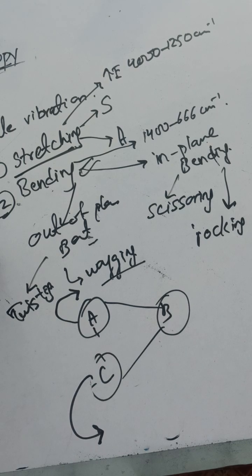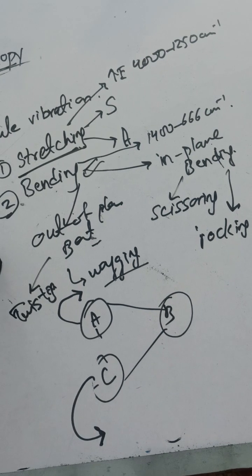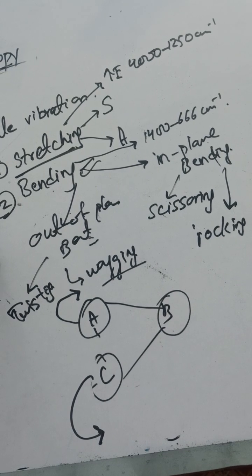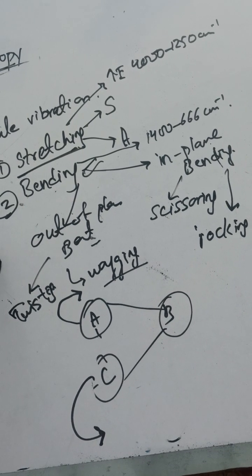In stretching, we have symmetrical or asymmetrical. In symmetrical, the bond length increases and decreases simultaneously, while in asymmetrical, one bond length is increasing and the other is decreasing. So these are the types of stretching vibration. In stretching, the energy is high. In bending, the energy is low. In stretching, the oscillation occurs along the bond axis. Bond length will change here. But in bending vibration, the vibration occurs perpendicular to the bond axis. Now we have the change in the bond angle. So this was all about our IR spectrometry.